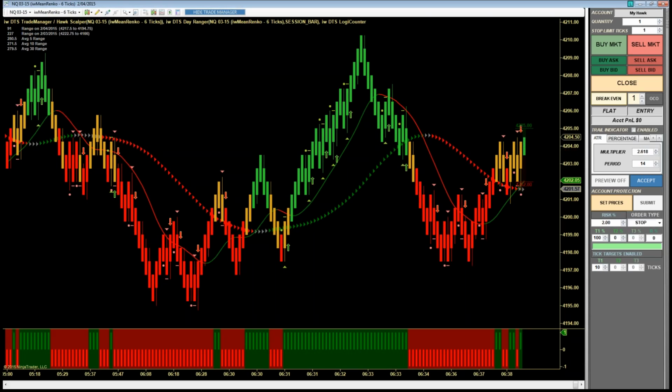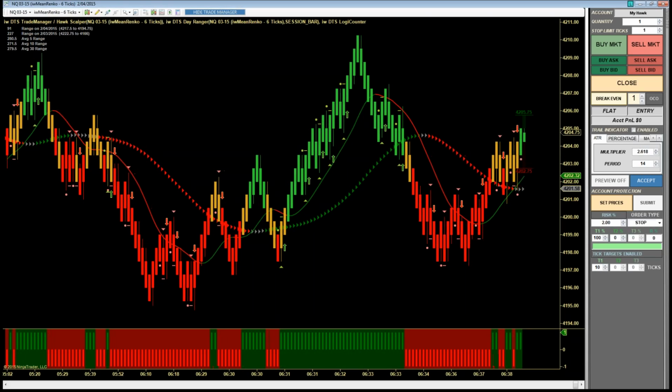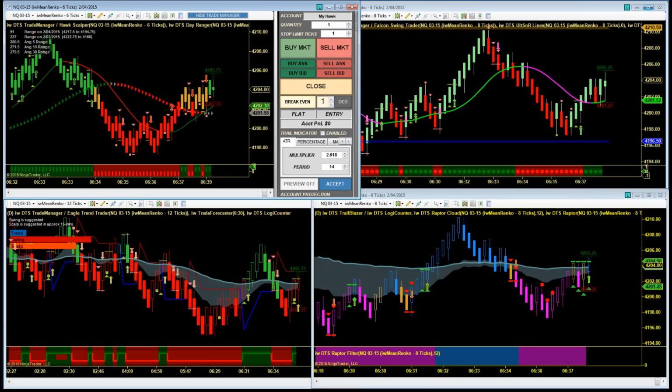Traders are perfectly content to be trading somewhere around 4190 to 4210. They're very happy with the NASDAQ at that price.